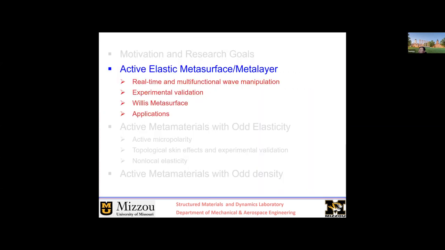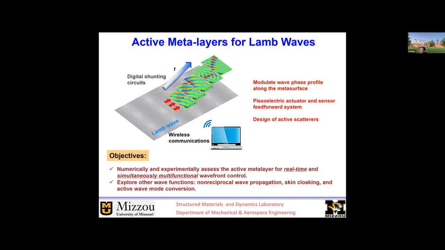So first I will talk about this active elastic metasurface for real-time multifunctional wave manipulations. This is a schematic to show how we can present this so-called active metalayer. This active metalayer is very thin compared with the operating wave frequency, so we can manipulate the wave phase along this metasurface. And because for dynamic applications you need to sense the frequency of the wave passing through this medium, to make this operation in real time and broadband frequency, we have to adapt this piezo actuator and sensor with microcontroller systems.